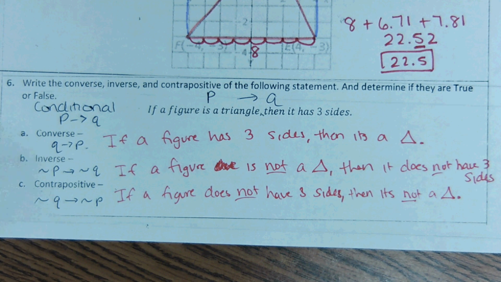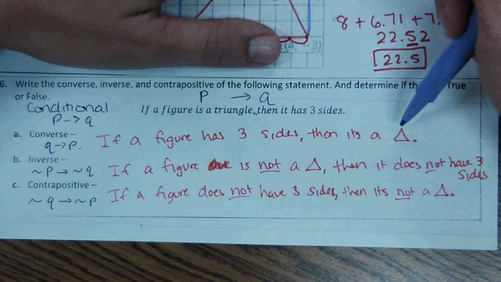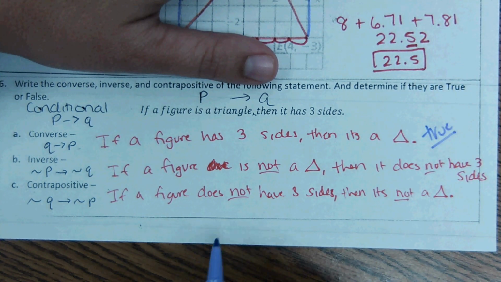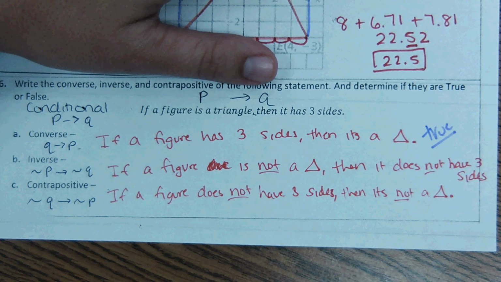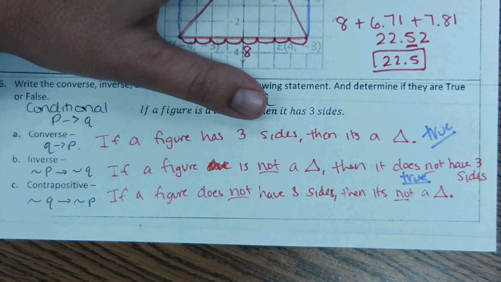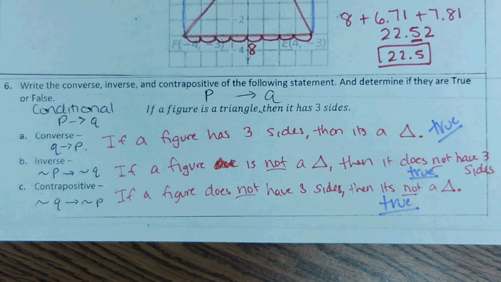Then the last step here, it says to determine if they are true or false. So, if it has 3 sides, then it's a triangle. That is true. If it has 3 sides, yep, it's a triangle. If a figure is not a triangle, then it does not have 3 sides. True. If a figure does not have 3 sides, then it's not a triangle. True. That's the gist.